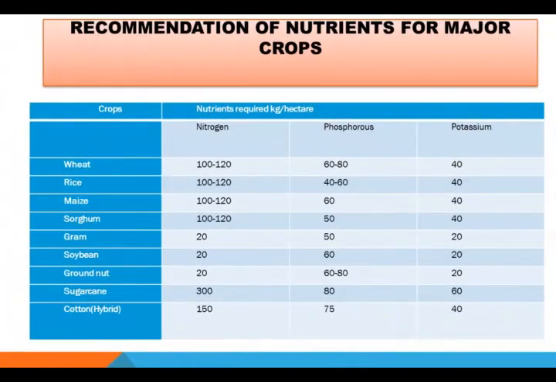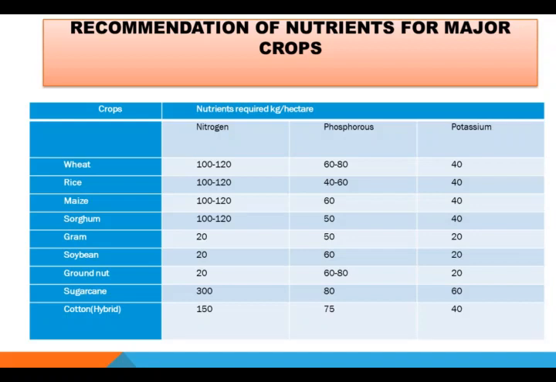Now, at last, recommendation of nutrients for major crops is given in the table below. For wheat, nitrogen is required 100 to 120 kg per hectare, phosphorus 60 to 80 kg per hectare, and potassium 40 kg per hectare. For rice, nitrogen requirement is 100 to 120 kg per hectare, phosphorus 40 to 60 kg per hectare, and potassium 40 kg per hectare.